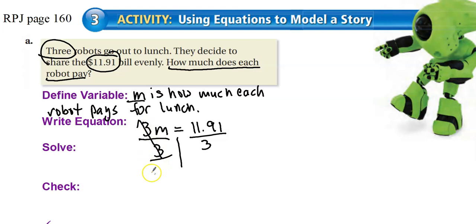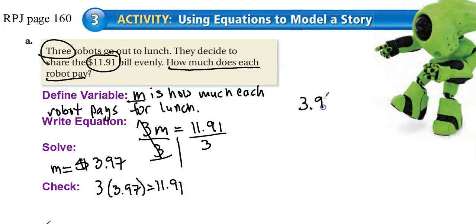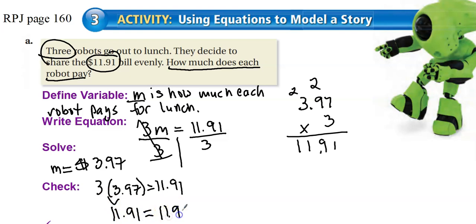It cancels out. That leaves me with a solution of M equals, I'm going to put a dollar sign in front of it because it's money, $3.97. Now when I check it, I plug it back into the original equation. So I have 3 times 3.97 equals 11.91. You could get a calculator and show me that you're using a calculator, or you can just practice some long multiplication. 7 times 3 is 21, 9 times 3 is 27, plus 2 is 29. Regroup the 2, 3 times 3 is 9, plus 2 is 11. Okay, that worked out. So I get 11.91 equals 11.91. Check.